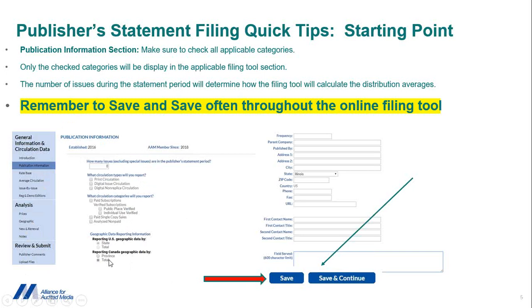If you get anything out of this webinar today, remember to save and save often. Our filing tool does time out after a few minutes of inactivity, and we all are multitasking when we're doing this, so just wanted to give you a heads up. Make sure you save and save often. In each of our panels, there are two save features. One is save. When you click on save, it'll say successfully saved, and it'll stay on that same page. The other save feature is save and continue. This will save your information, but then jump you ahead to the next section in the filing tool.